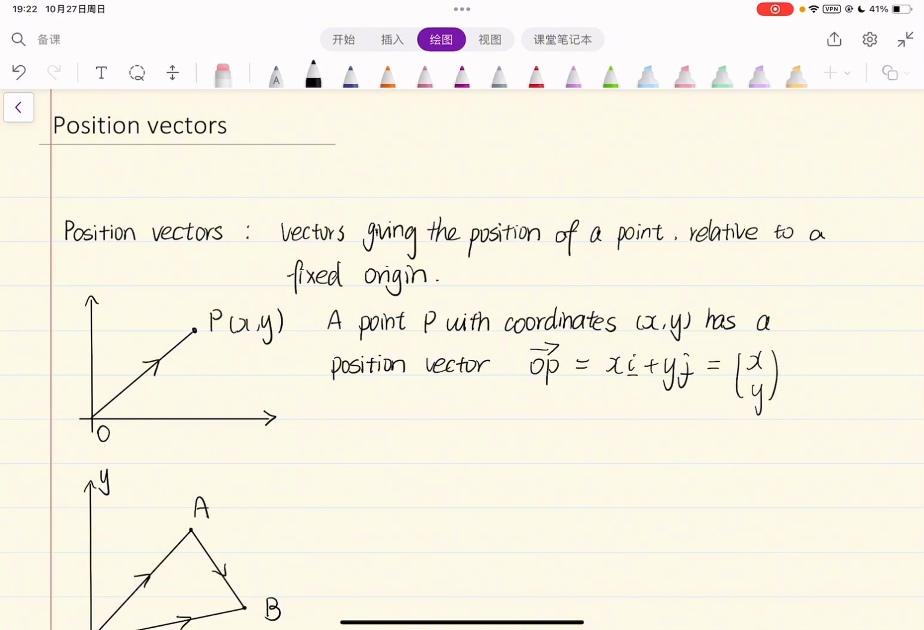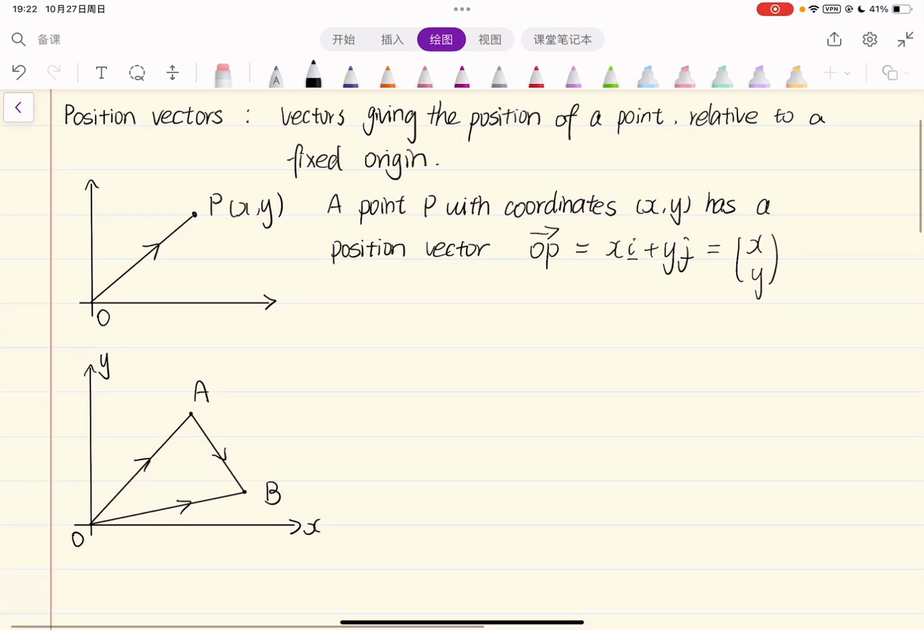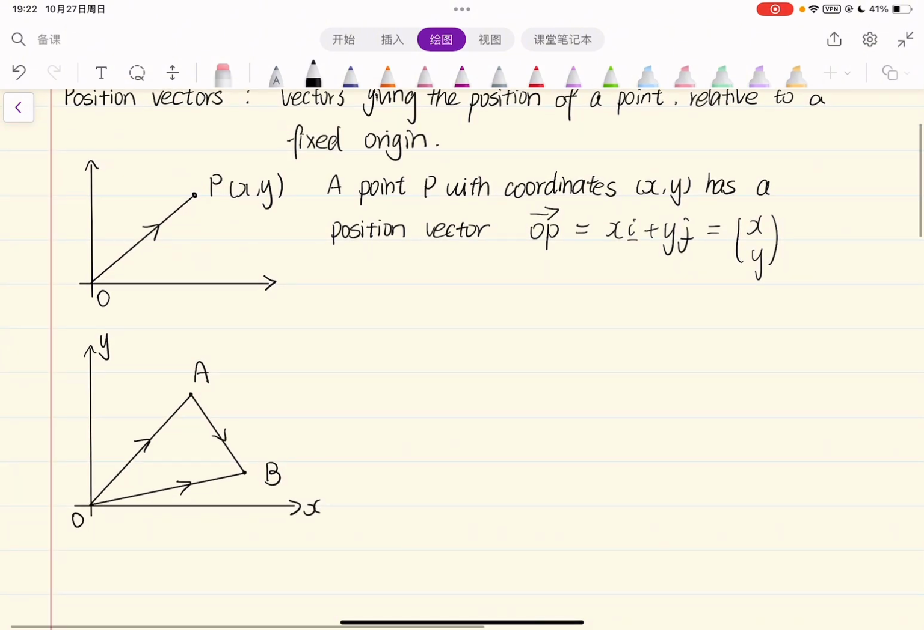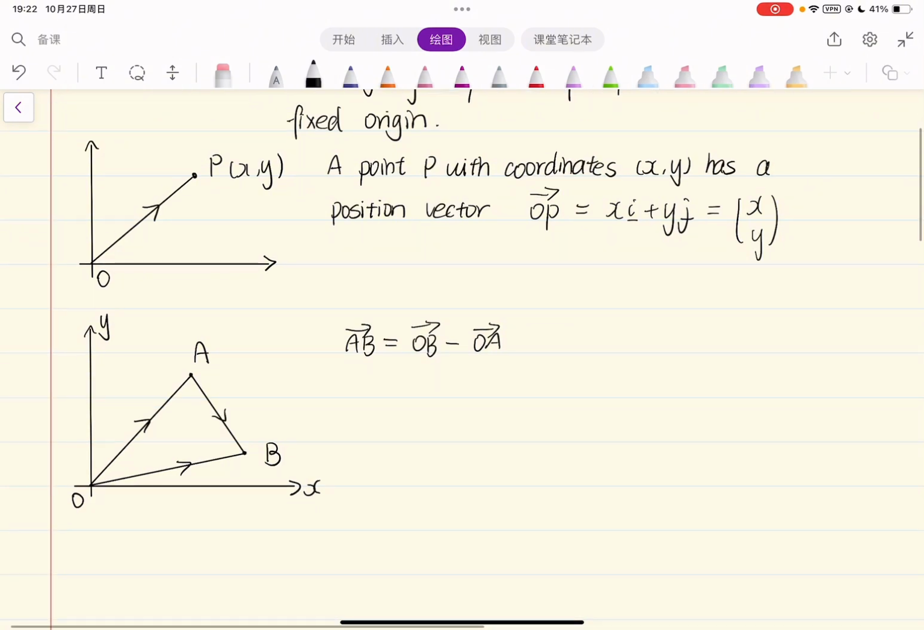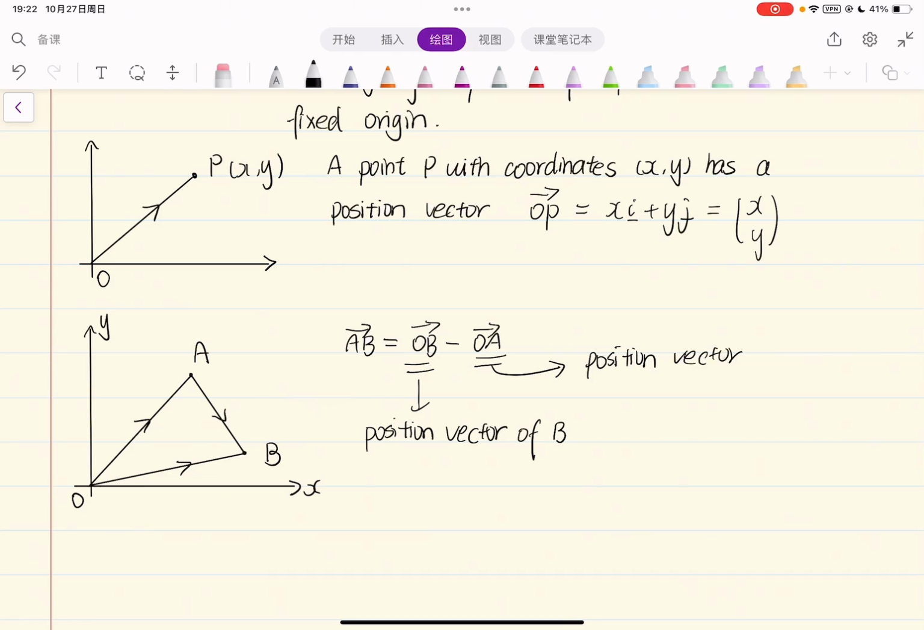Now, if we have the vector AB, we can see that the vector AB equals the vector OB minus the vector OA. So OB is the position vector of B, and OA is the position vector of A. So we can see we need to be relative to the fixed origin.